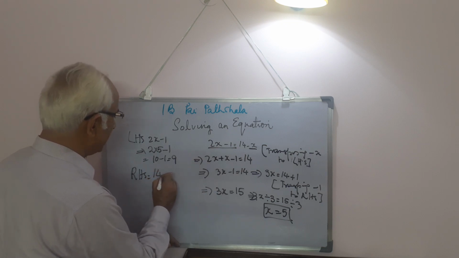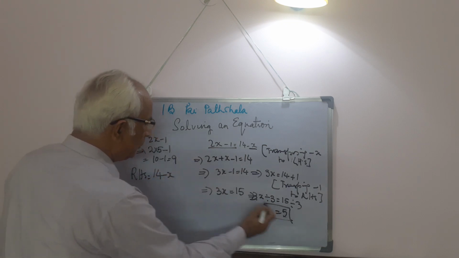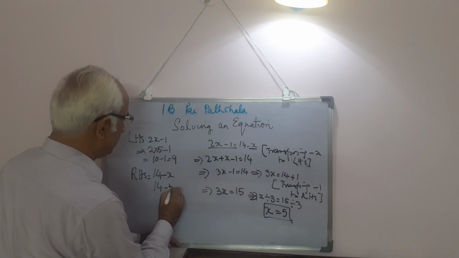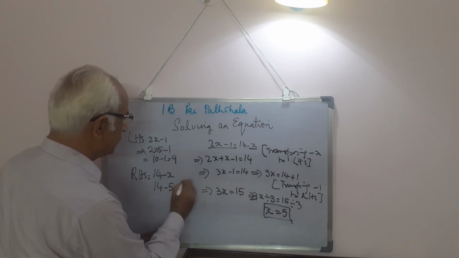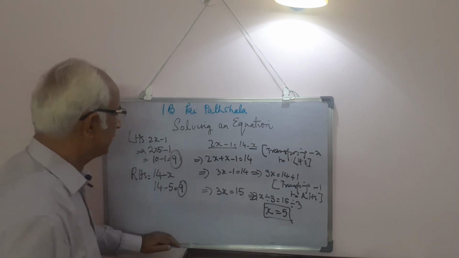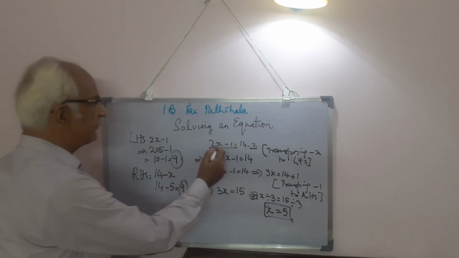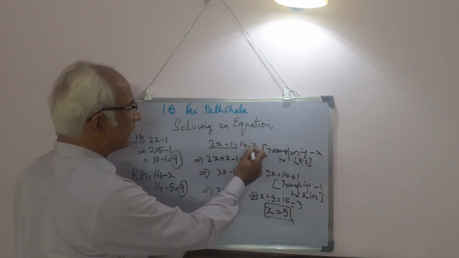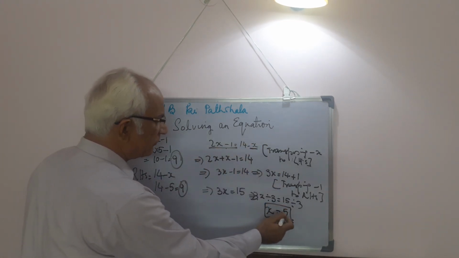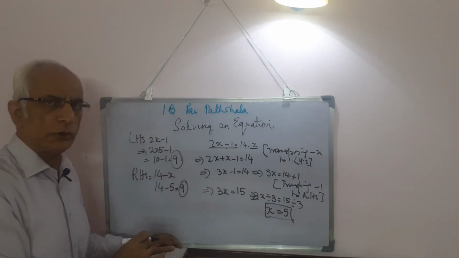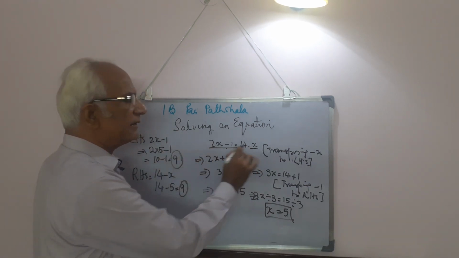14 minus x. So we put the value 5 here. 14 minus 5 is 9. So which is equal to the value of the left hand side. The value of the left hand side is 9. The value of the right hand side is also 9 when x is 5. So this is a unique value which satisfies this equation.